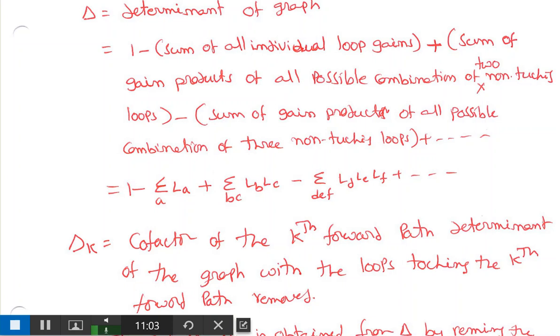Here we don't have any non-touching loops, so delta is going to end right there: 1 minus the sum of all individual loop gains. That's it. The remaining part we don't need to worry about. So all we need is this, and this is going to be 0.